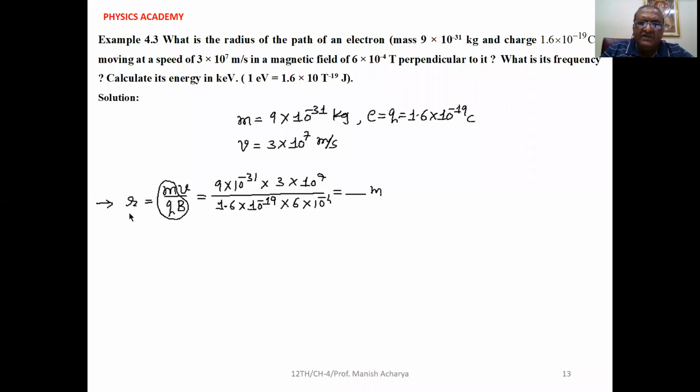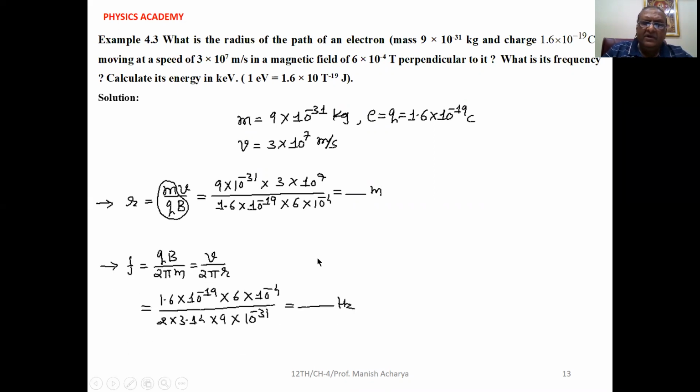Now the radius of the circular path R is mv upon qB. Mass m is 9 into 10 raised to minus 31 kilogram. Speed v is 3 into 10 raised to 7. Q is 1.6 into 10 raised to minus 19. And B is 6 into 10 raised to minus 4. Solve this one, you will get the radius of its circular path.